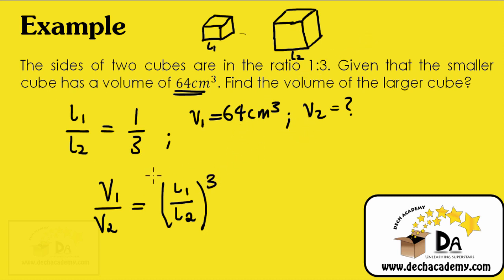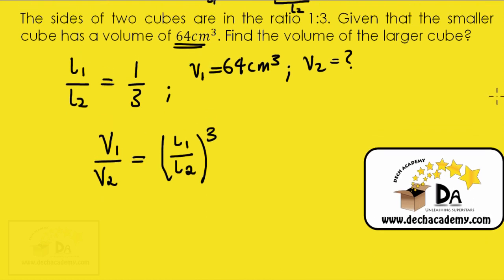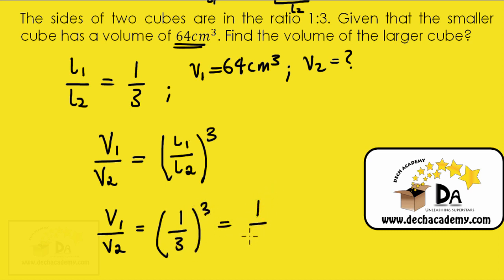So accept that cubes are similar shapes, and given that, you know that the volume of cube 1 divided by the volume of cube 2 is equal to L1 over L2 all cubed. So that's 1 over 3 all cubed, which is equal to 1 cubed, which is 1, divided by 3 cubed, which is 27.